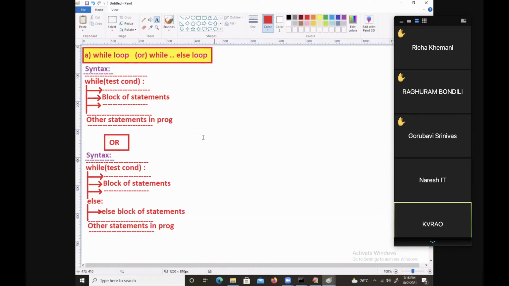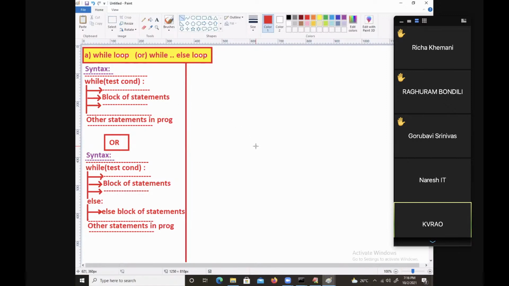Dear students, is the diagram clear? Is the diagram clear or not? This comes under the syntax part. The syntax part is explained. Now I want to go for a flowchart.